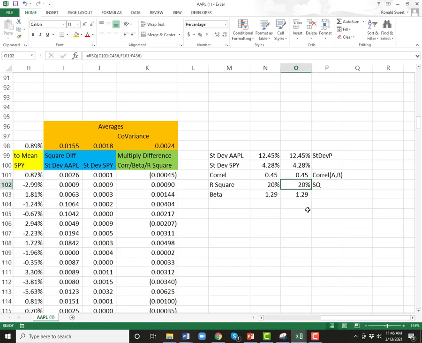RSQ, and then you put A and B. R squared, you just take correlation squared. And for beta, you use the SLOPE function for A and B. And make sure you do the market as B. The market has to equal B. The market is almost always the S&P 500, even though theoretically that's not what the developer of beta said.